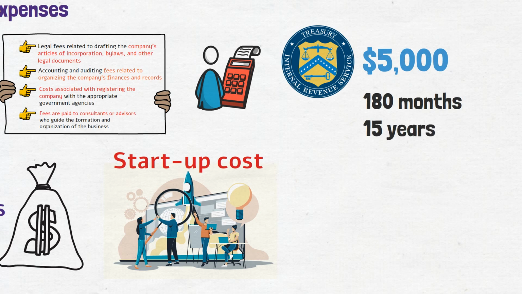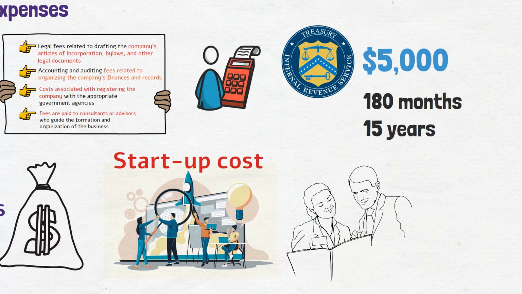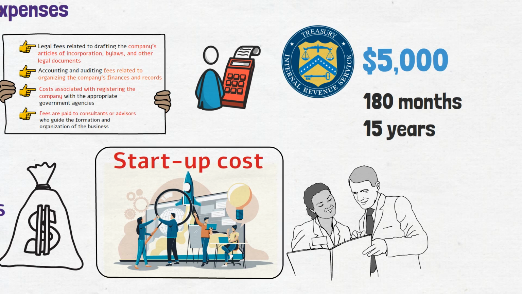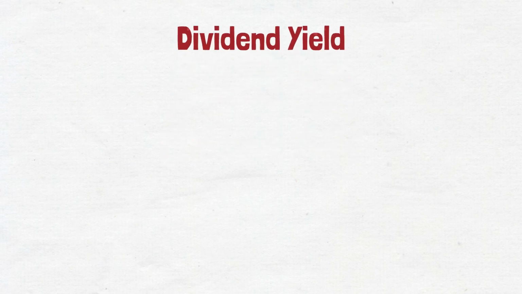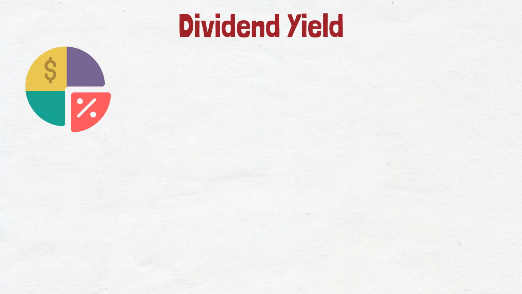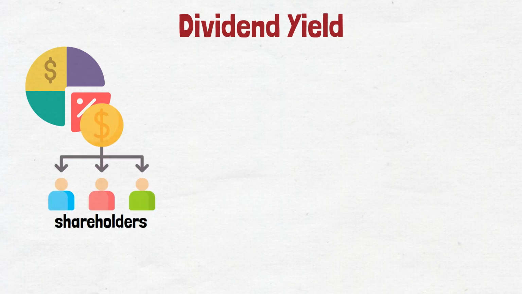It is crucial for companies to correctly identify and account for organization expenses, both for financial reporting purposes and for tax purposes, to ensure that they are accurately reflecting the costs associated with forming the business entity. Dividend yield. The dividend yield is the ratio of the annual cash dividends distributed to common shareholders relative to the current market price of the common stock.